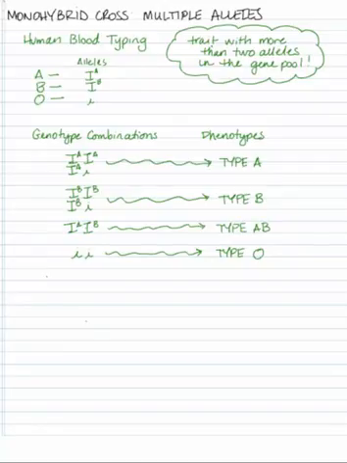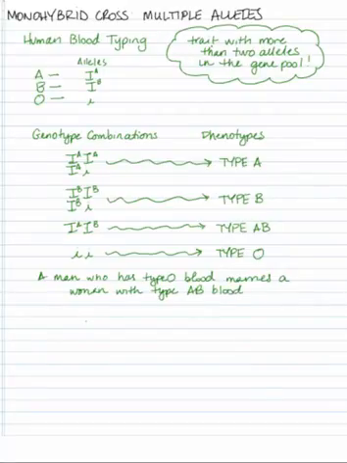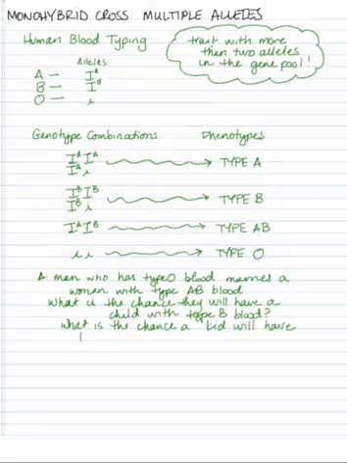So let's look at a cross. Let's say we have a man who has type O blood, marries a woman with type AB blood. The question then becomes, what is the chance they will have a child with type B blood? And we'll add in a second question: what is the chance a kid will have the same blood type as dad?